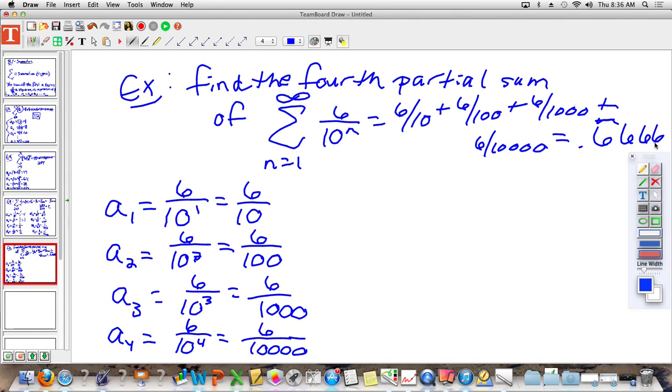Okay, because this, 6 divided by 10, means 0.6. This means 0.06. This means 0.006. This means 0.0006. You with me there?